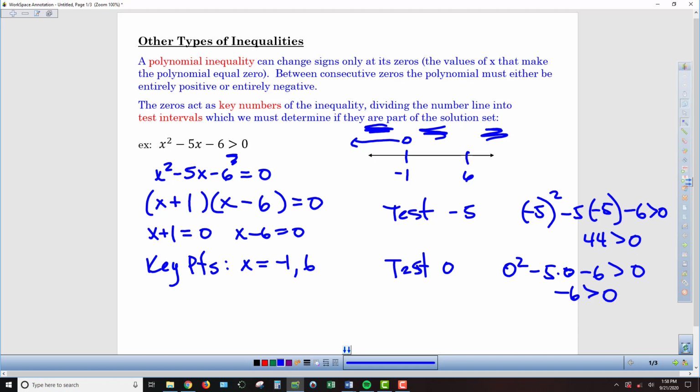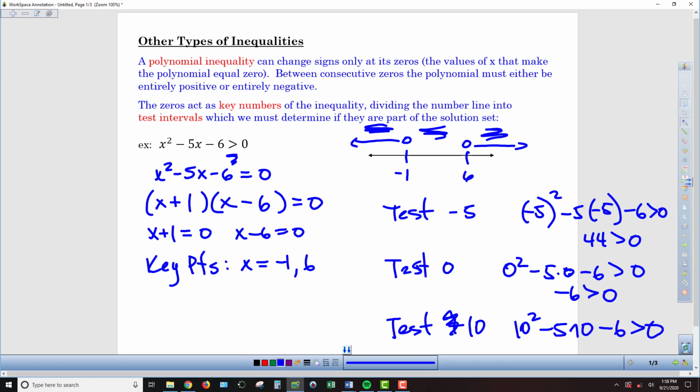And then finally, I need to pick a number that's larger than 6. So I'm going to test, let's say, 7. So if I plug in 7, or maybe I'll use 10, easier number. 10 squared, 100. Minus 5 times 10 is 50. Minus 6, is that greater than 0? For sure, as the kids say. 100 minus 50 minus 6. I again get 44 by coincidence. And so that tells me that the numbers that are bigger than 6 are also solutions.